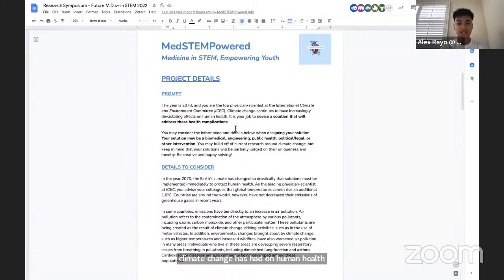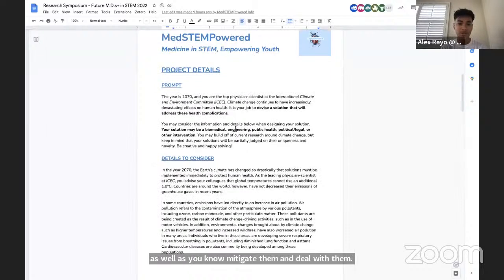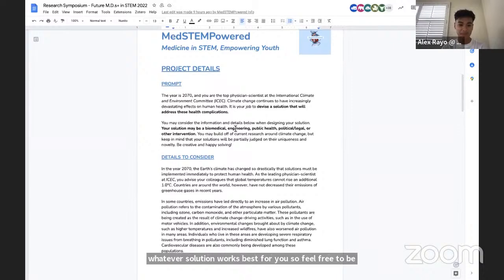And it is your job to devise a solution that will address some of these complications, as well as mitigate them and deal with them. So your solution can take the form of a biomedical device, an engineering device, or it can even be something like a public health policy or a legal policy. So you guys have the freedom to design whatever solution works best for you. So feel free to be creative with that.